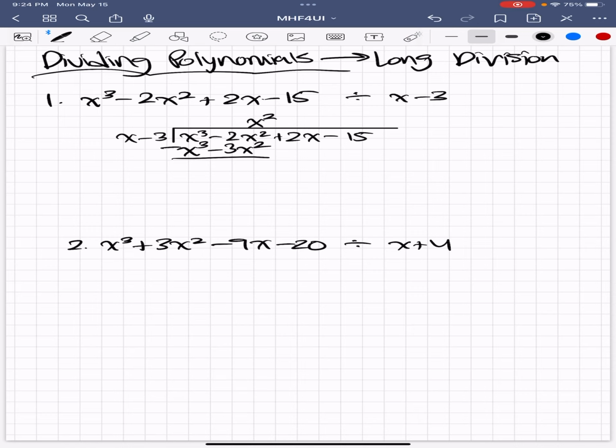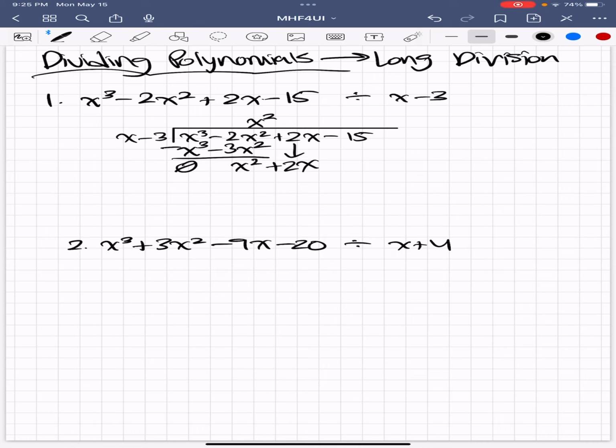And we subtract. X to the power of 3 minus x to the power of 3 is 0. Negative 2x squared minus negative 3x squared is just simply x squared. You can strike out these minuses and just put a plus sign, and it's left with x squared. We bring the plus 2x down.